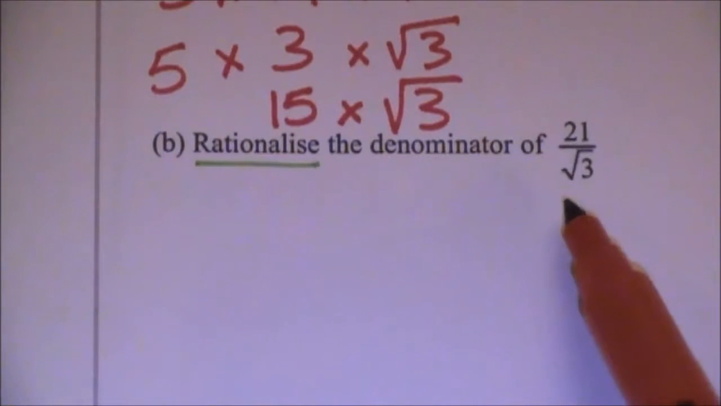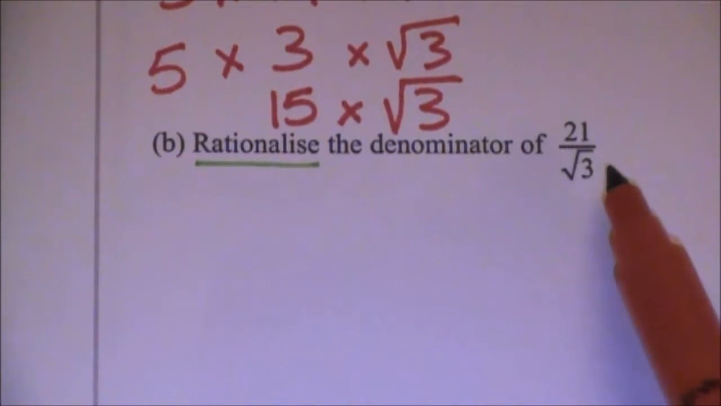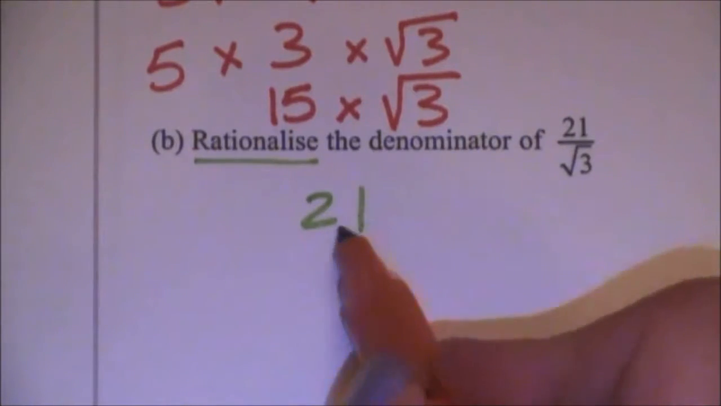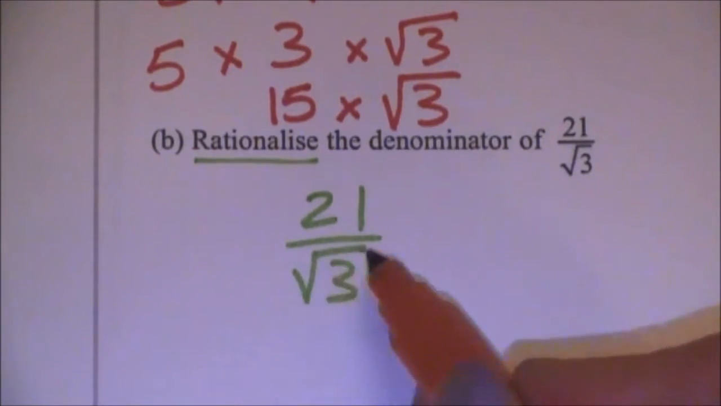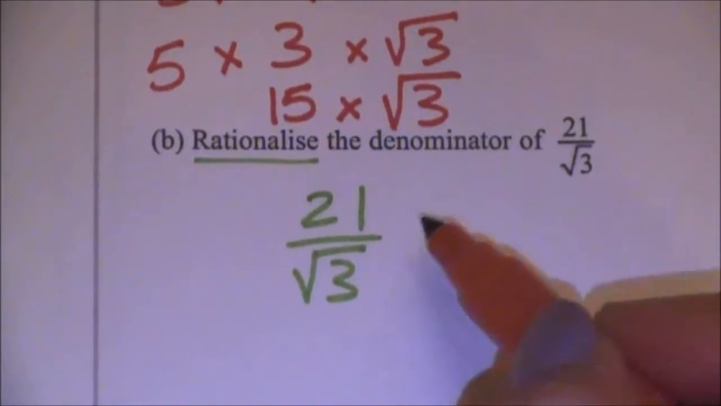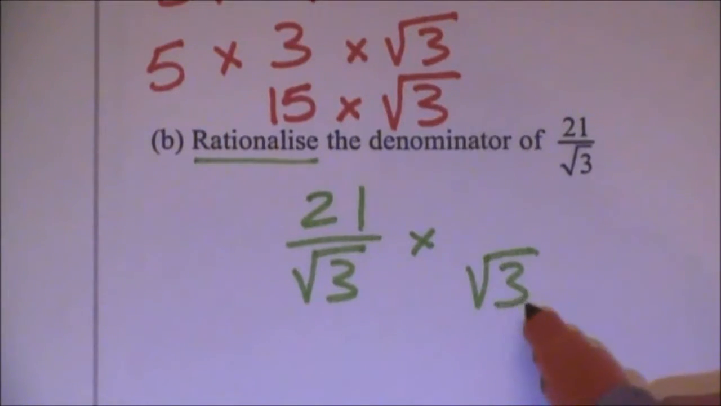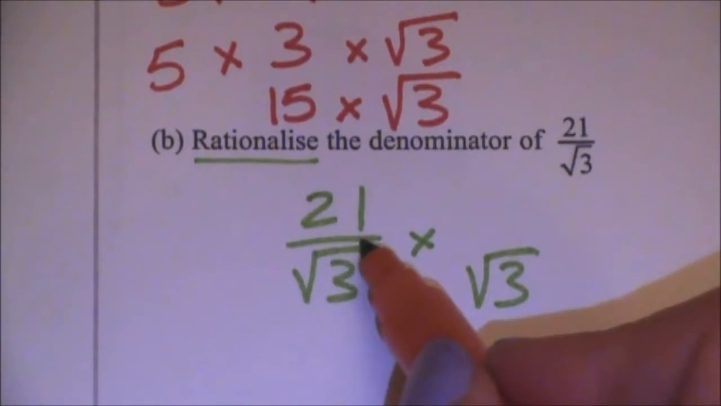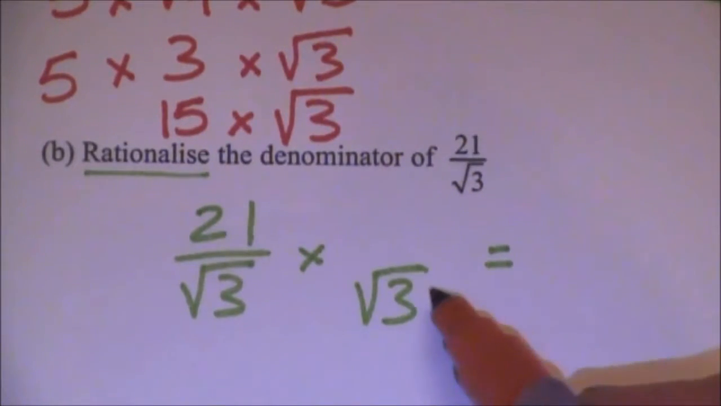I do not want a root at the bottom of my fraction. I don't mind what's there, I just don't want a root. So how can I get rid of that root? Well, I've got 21 over root 3. If I've got a root of anything, I can very easily make it a whole number just by multiplying by itself. So if I do root 3 times root 3, I know that's going to end up giving me 3.